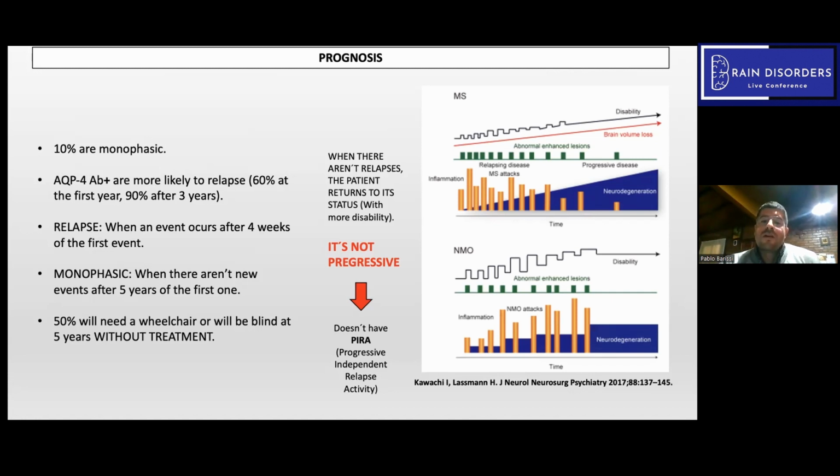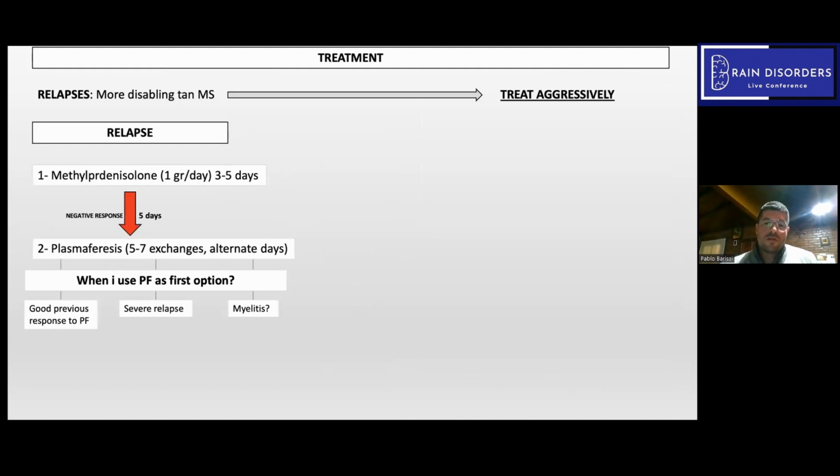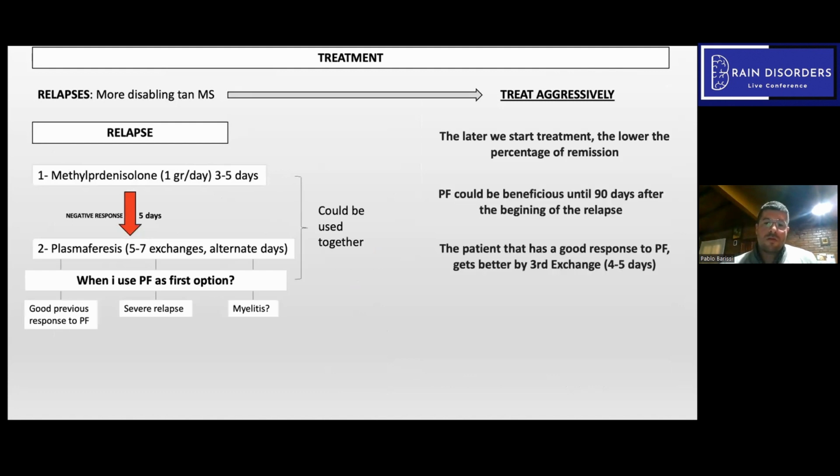So it's not a disease that is progressive. This is very important, and we see it in the graphic. It doesn't have the progressive phase that MS has. Next, please. Sorry, I will be reading the questions later, please.